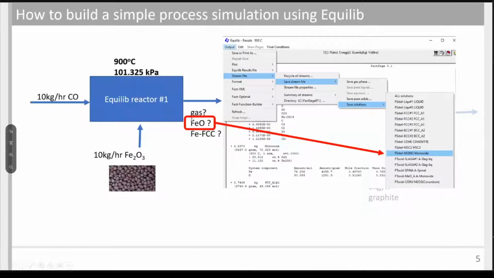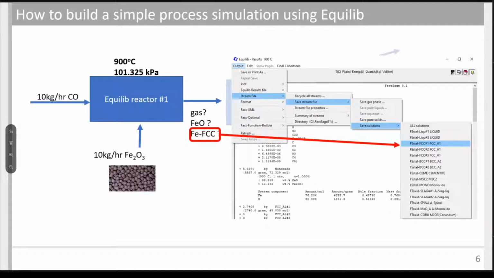Let's say that I'm interested in reacting FeO and Fe, the FCC solid solution. I would go in stream file, save stream, save solution, and I will browse down and select FT monoxide. I will give it a name, and I will be able to use it afterward. But don't forget that if you change the condition of the mass balance, you will have to redo that again and again. So it's time consuming, and it will bring a long list of streams to manage.